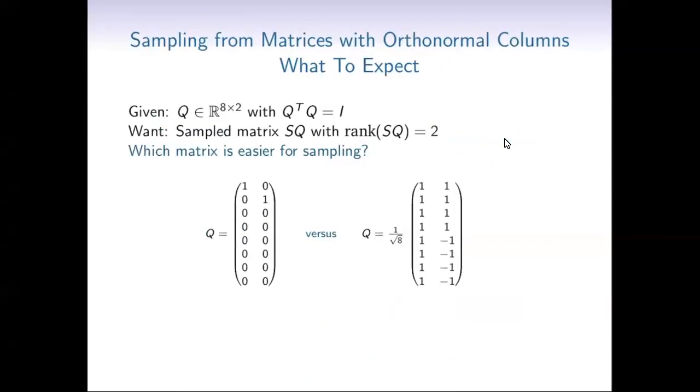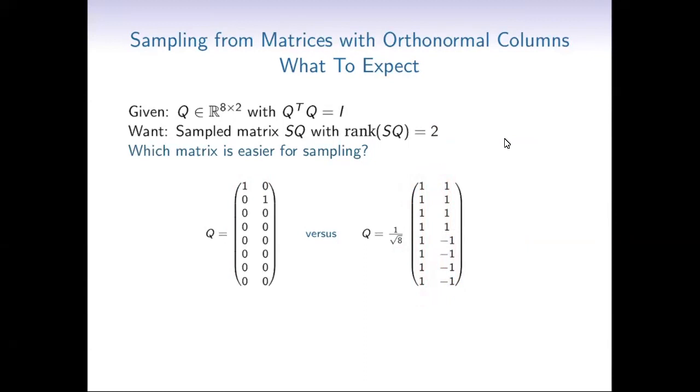Okay, so what can you expect? So here again, I have a little toy baby problem. We have a matrix with orthonormal columns. It has 8 rows and 2 columns. And you see it's the first 2 columns of the 8x8 identity matrix. Then here I have another matrix. It has all ones in the first column, and in the second it has ones in the first half, minus ones in the second half. So these are 2 columns from a Hadamard matrix. And then of course you have to normalize by 1 over the square root of 8.